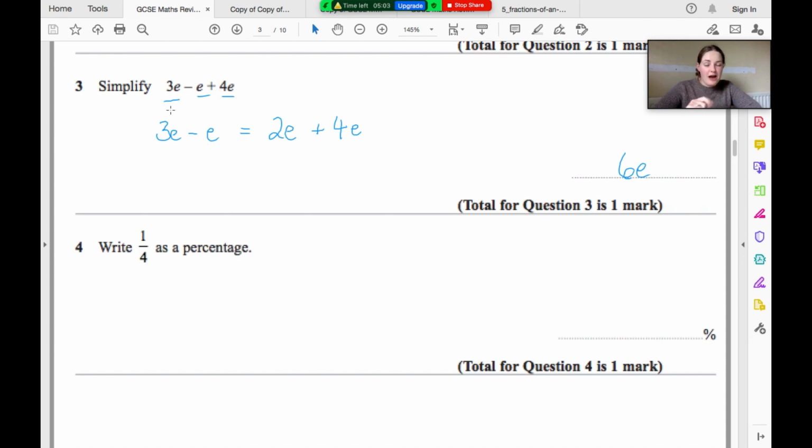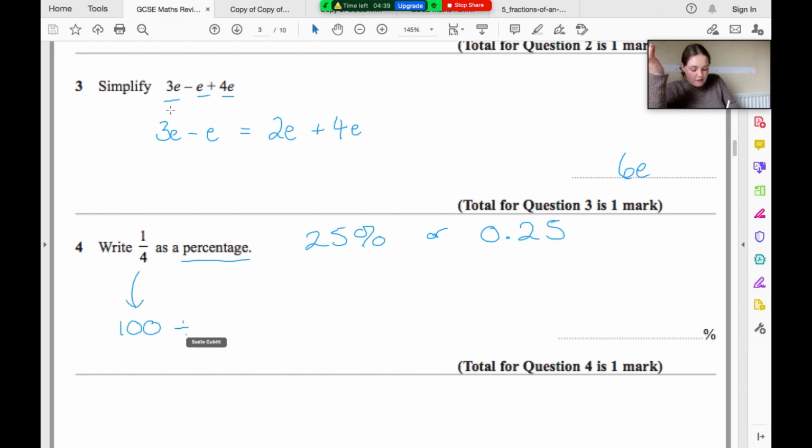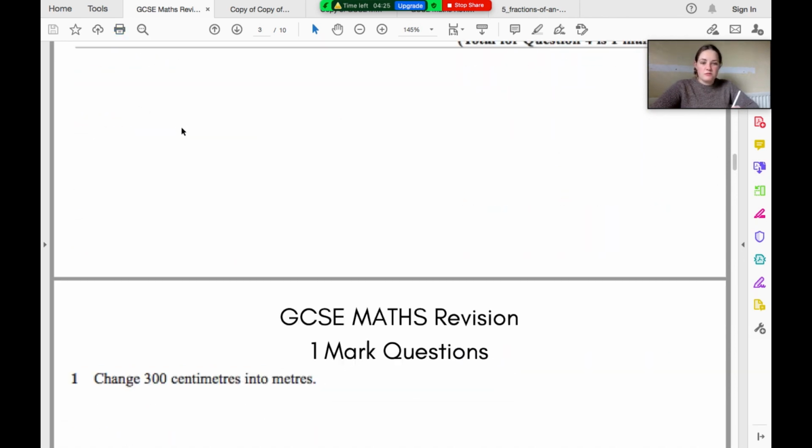Okay? And then the last one on this page, write a quarter as a percentage. Now you should know this, okay? And if you haven't remembered it from earlier, I'm going to tell you now and you need to remember it. A quarter is 25%, okay? It wants a percentage here, but if it wanted a decimal, it would be 0.25. If you can't remember, a percentage is out of 100. So what I could do is take 100 and divide it by 4 because it wants a quarter, and that's 25. So I know it's 25%. Okay? All right. Okay, moving on.